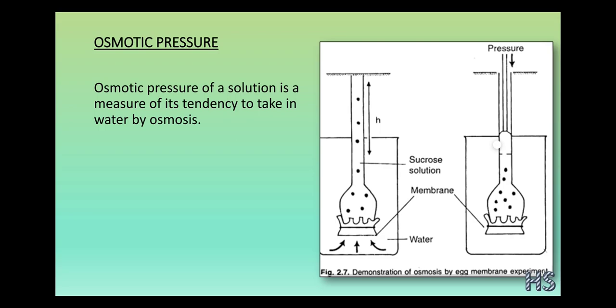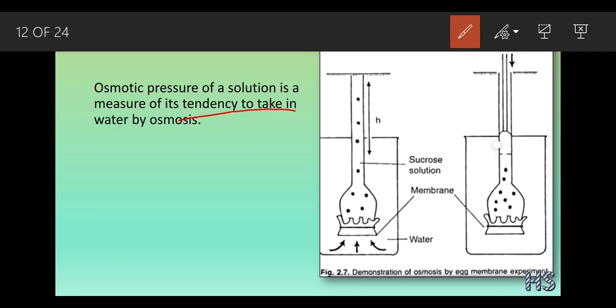Okay, what do you mean by osmotic pressure? Osmotic pressure of a solution is a measure of its tendency to take in water by osmosis. Let's take an example to understand in a better way. Suppose I take a weighing machine and keep it in a tilted position, and I place some books on it.